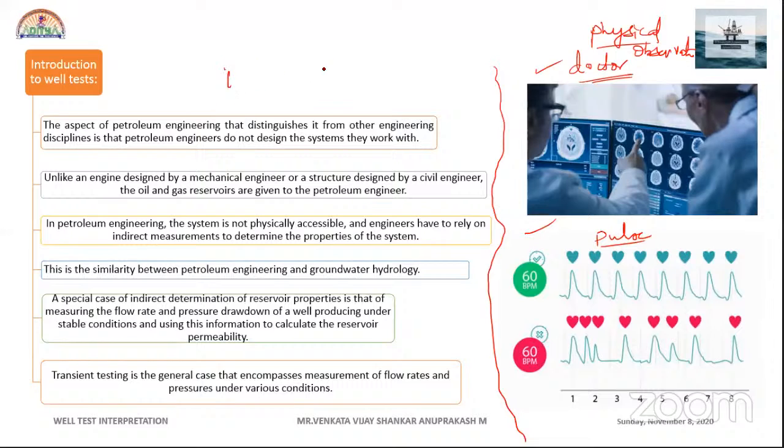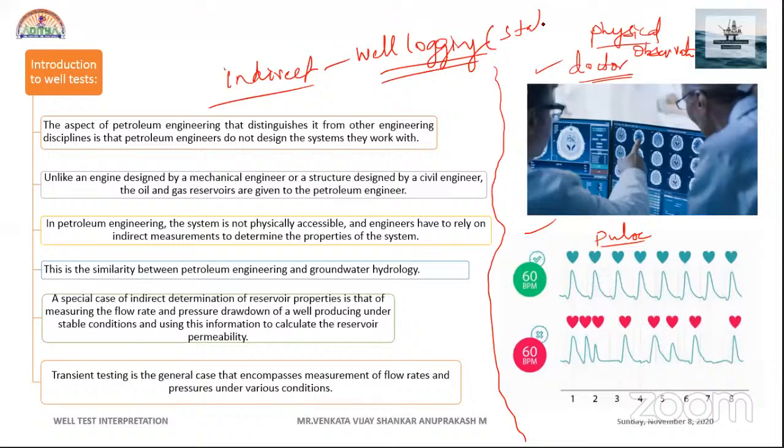One of the indirect ways you might have learned is well logging. Well logging is also an indirect way of obtaining data, but this is a static type. But under the flowing condition, is there any test to indirectly get information regarding the reservoir? Yes, that test is nothing but your well test.